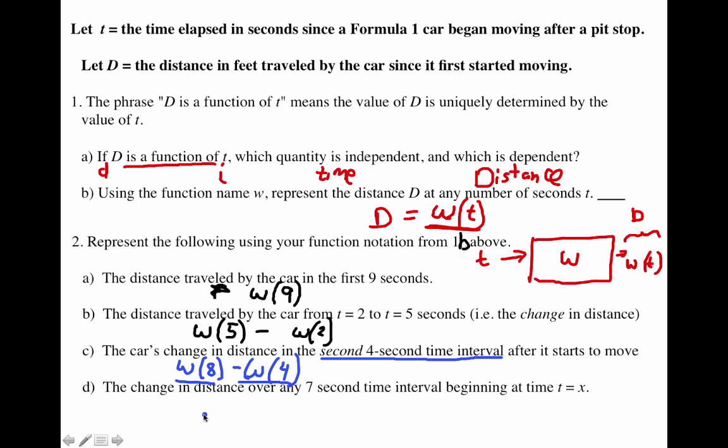And what about the change in distance over any 7-second time interval beginning at time t equals x? Well, we start at t equals x. So here's the distance. Here's the distance at t equals x. What about 7 seconds later? Well, what's the distance? 7 more seconds than x. This is the distance at time equals x plus 7. If we subtract them, we get the change in distance over that 7-second time interval.